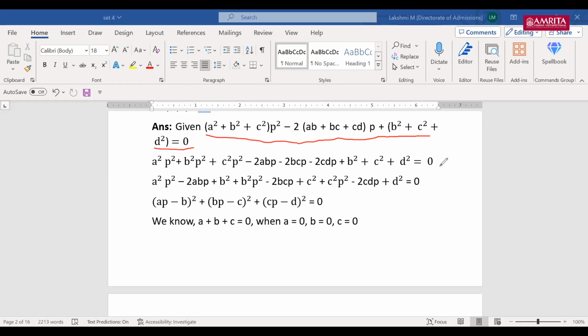Now, closely look into the question and observe what is actually happening here. I have A square P square.